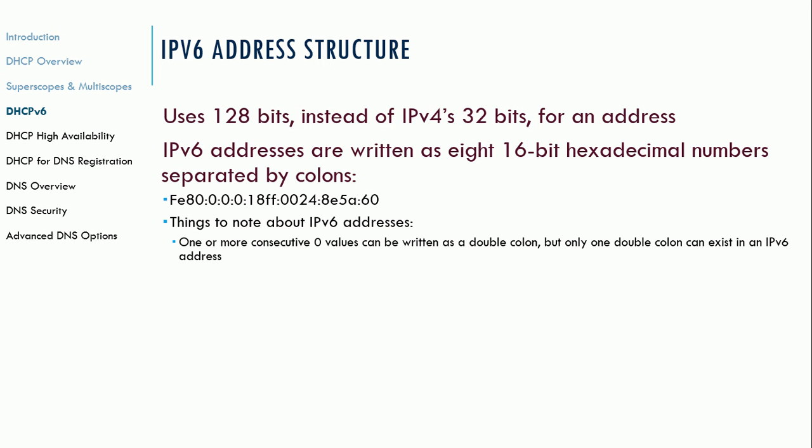Some things to note here is that if you have more than one consecutive zero values, you can represent them with a single double colon, but you can only do that once in the address. So if you ever see the double colon, it's because there are multiple consecutive zeros. Leading zeros are optional. And the reason we use hexadecimal numbers is because it's much easier to convert those to binary than it is to convert decimal numbers to binary.